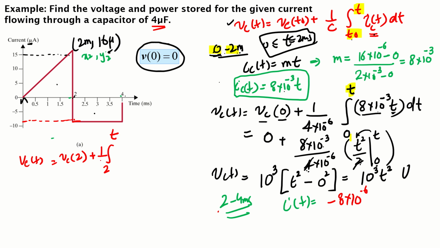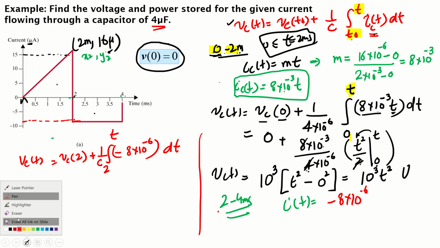What is C? 4 micro. And what is I here? -8 times 10 power -6. We are going to do the integration of this. Now the initial condition: we need to know the voltage at 2. How can we find that?